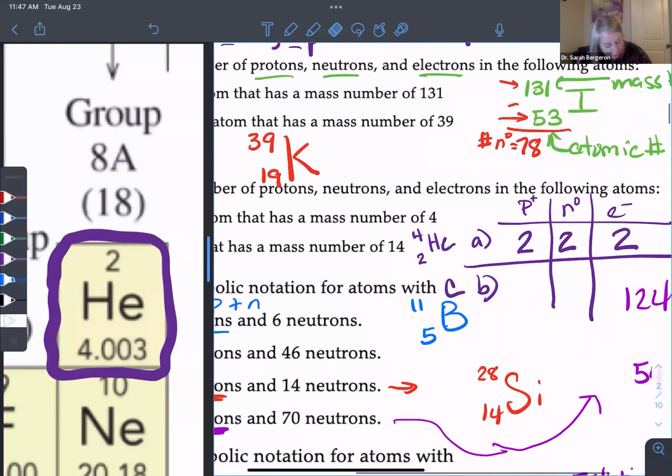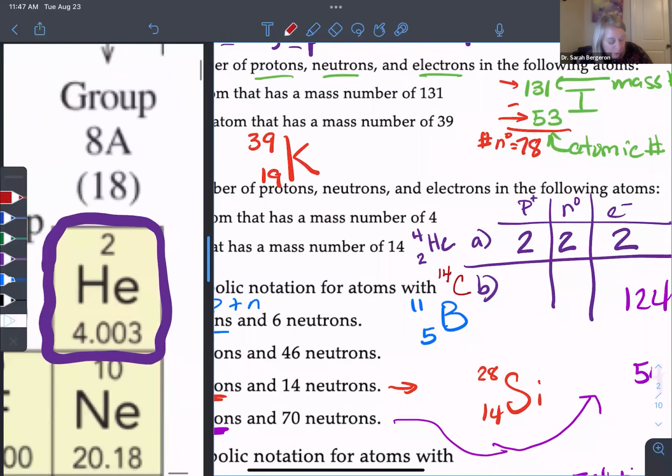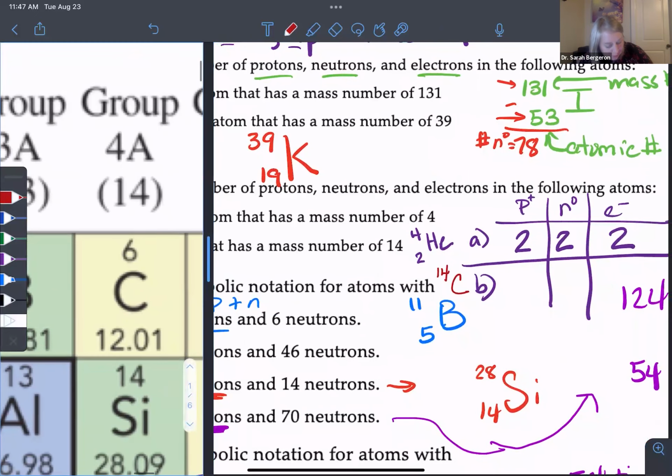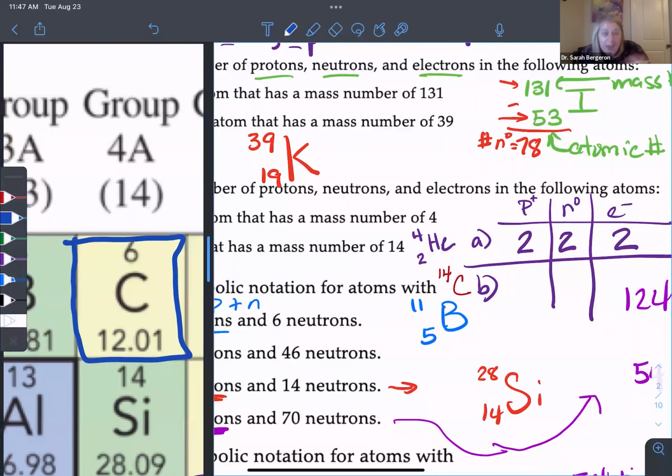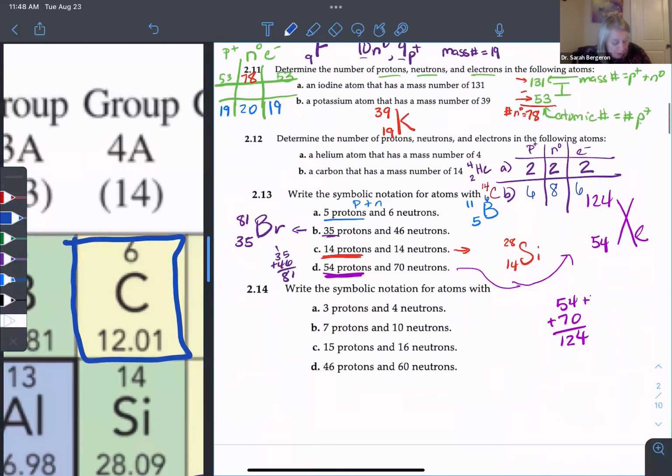So I want to do, let's do a different color. Let's do red. So I have carbon-14. If I go look for carbon, there's carbon-14. No matter what isotope of carbon it is, I'm always going to have 6 protons. Otherwise, it's not carbon. So I can put my 6 right there. And I know it's neutral, right? So I can go ahead and put my 6 there for number of electrons. Now, number of neutrons, 14 minus 6 is 8. So that's my number of neutrons.